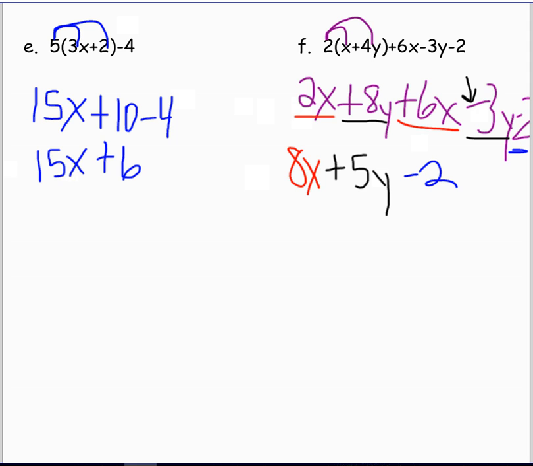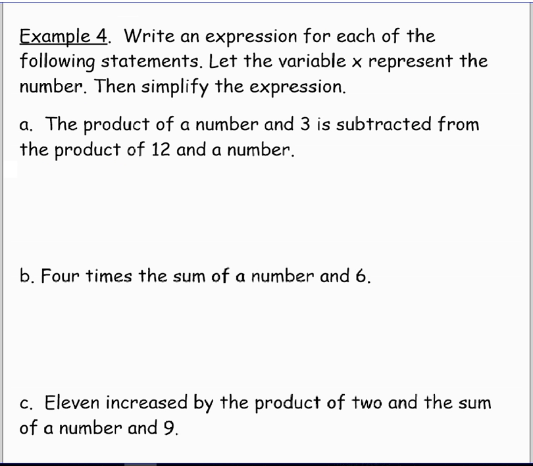Now let's take a look at some more problems like this, except we're starting with word problems. And so we're going to have to translate it into an expression and then simplify it. So remember, break things down. The product means multiply of a number and, so the product goes where the and is. And so we have the product of a number x and 3, x times 3 is subtracted from, there's our from, that means switch order, because we have to have something to start with to be able to subtract from it.